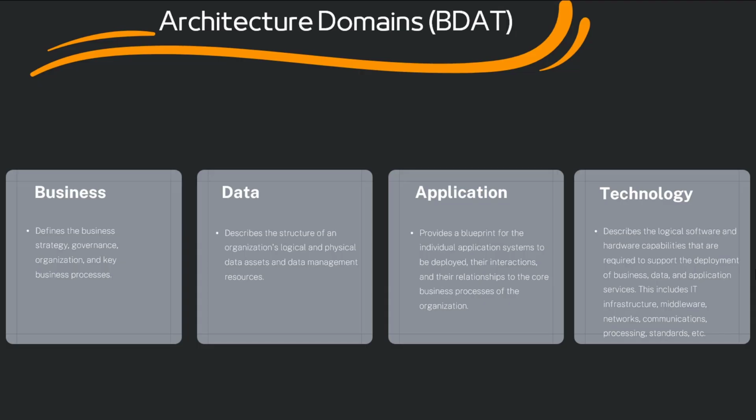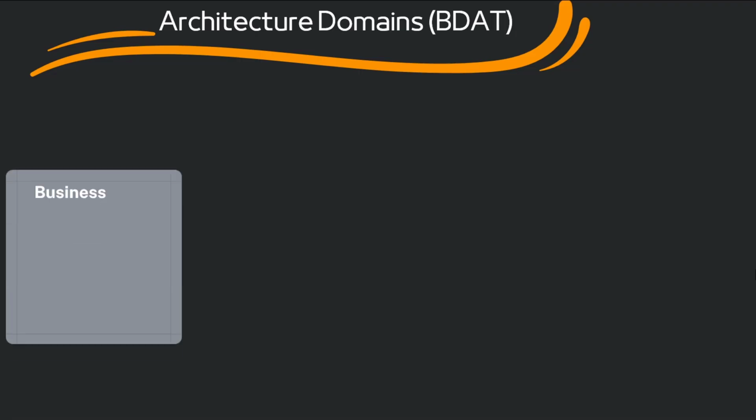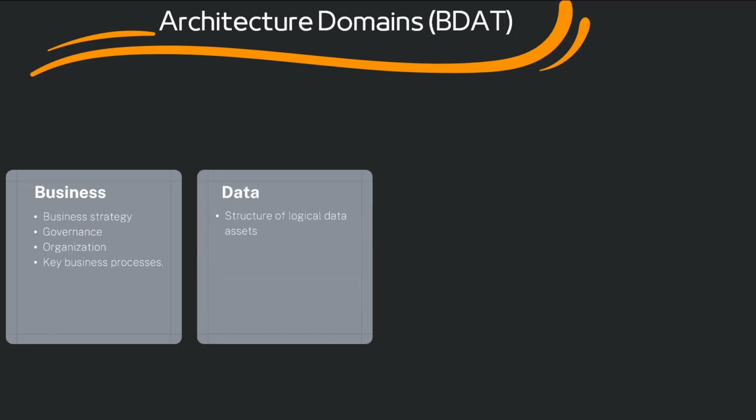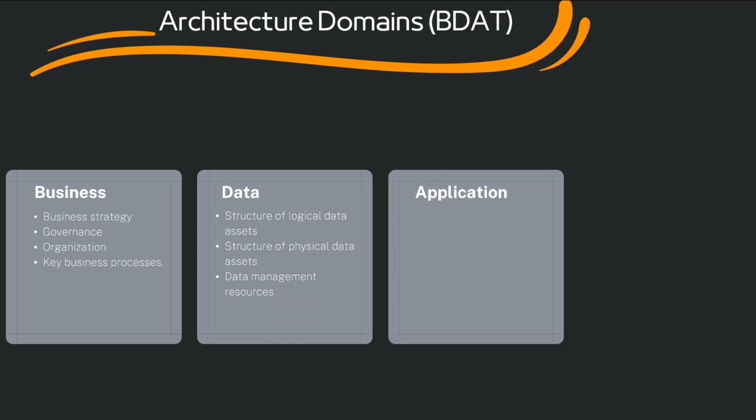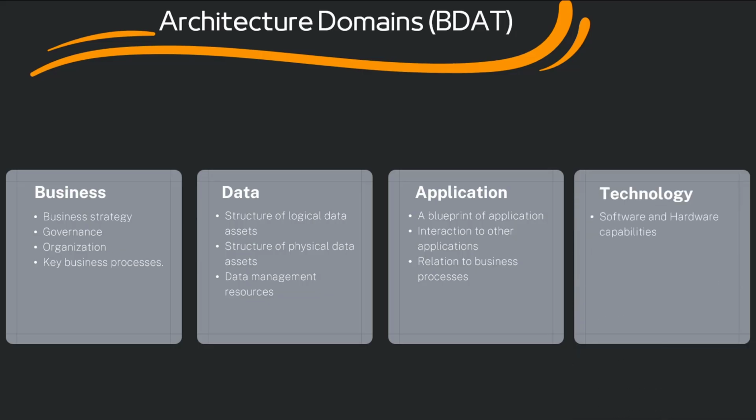Let's explain it once again in a fresh manner. Business architecture includes business strategy, governance, organization, key business processes. Data architecture includes structure of logical data assets, structure of physical data assets, data management resources. Application architecture includes a blueprint of applications, interaction with other applications, relation to business processes. Technology architecture includes software and hardware capabilities, IT infrastructure, middleware, network communications, process and standards.